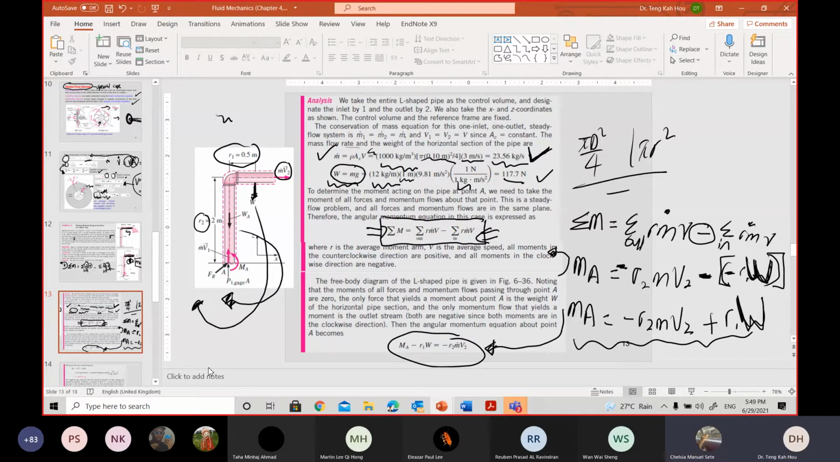Mass flow rates, weights. Okay. When it comes to the momentum formulas, summation of M equals summation of out minus summation of in, where I mentioned this theory is the same theory as in your linear momentum. This is not going to change.